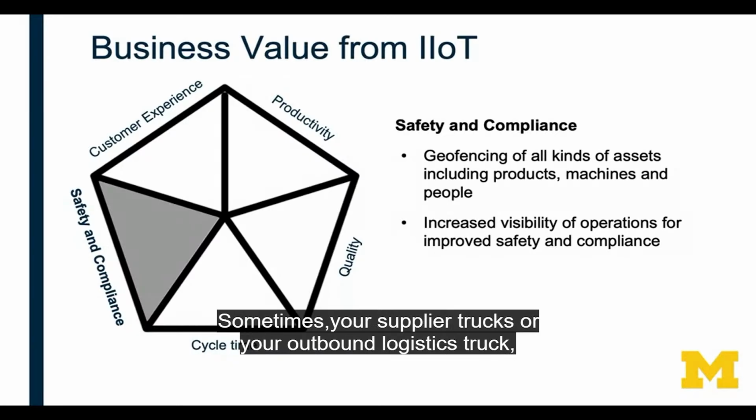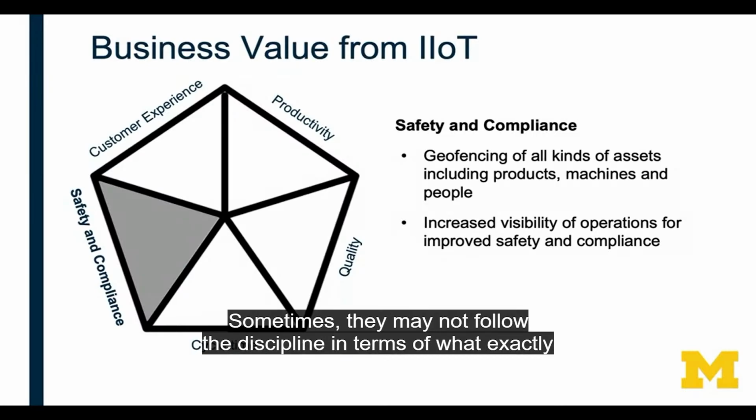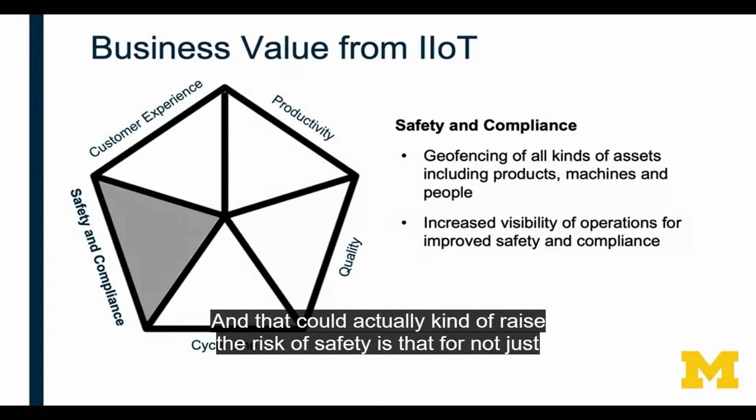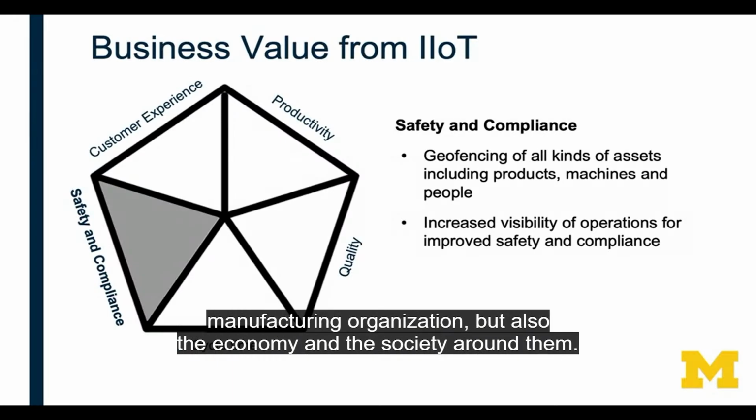And in an emerging context, sometimes you have trucks, your supply trucks, or your outbound logistics, right? They park outside your factory. Sometimes they may not follow the discipline in terms of where exactly they're supposed to park, and that could raise the safety risk not just for the manufacturing organization, but also for the economy and the society around them. So they can track those trucks.